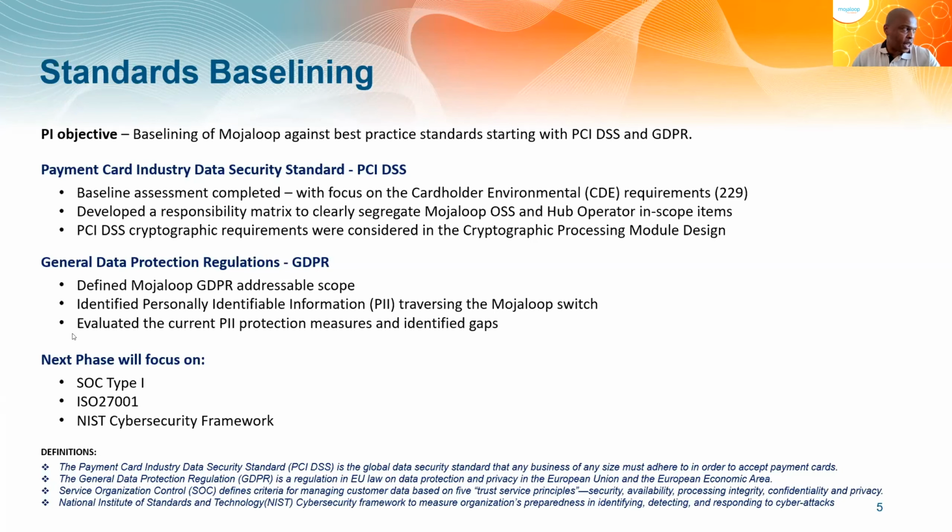And based on those findings as well, we look at what the current protection measures are, and we identify the gaps that are part of what Victor will talk about in the protection epic. So we pretty much came to the conclusion on these two standards. And the next phase is really to look at what will be strategic for us to undertake next, whether it be SOC Type 1 or ISO 27000 or NIST Cybersecurity Framework. So I will leave it to anybody to make a suggestion on what is best and relevant for us to undertake.